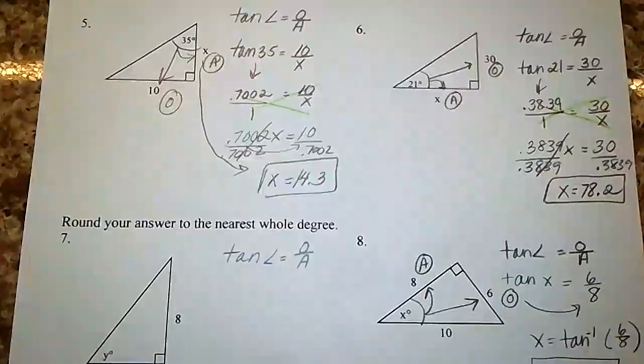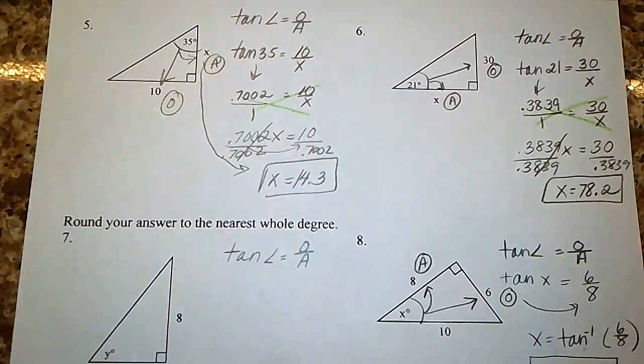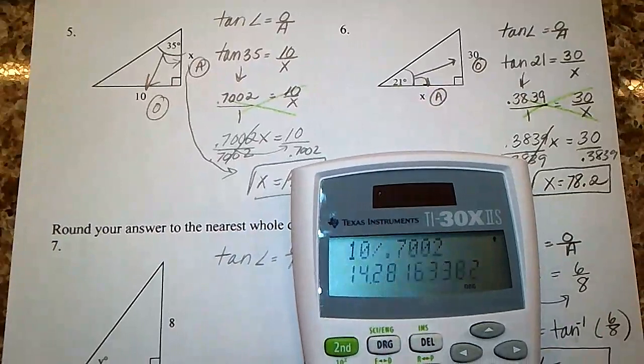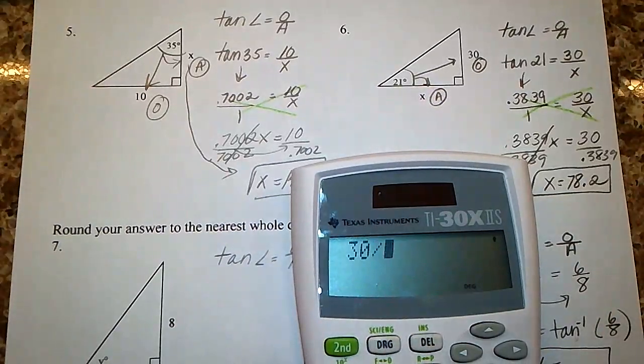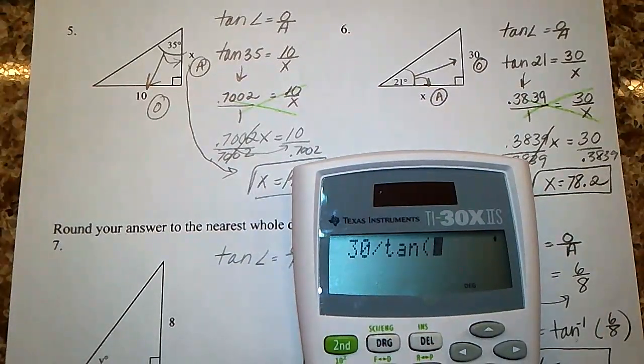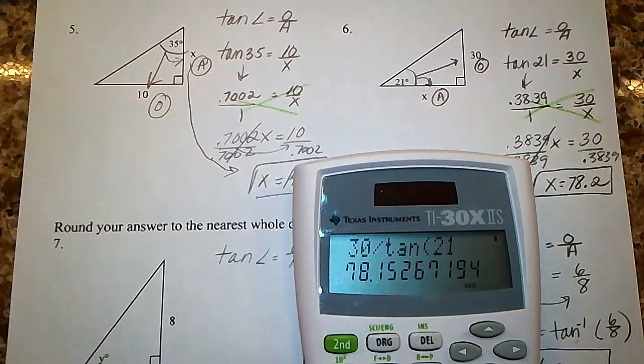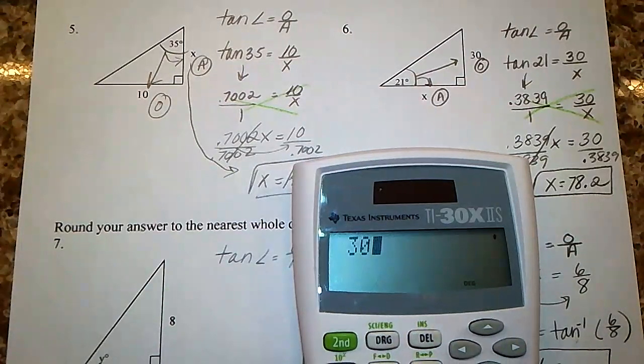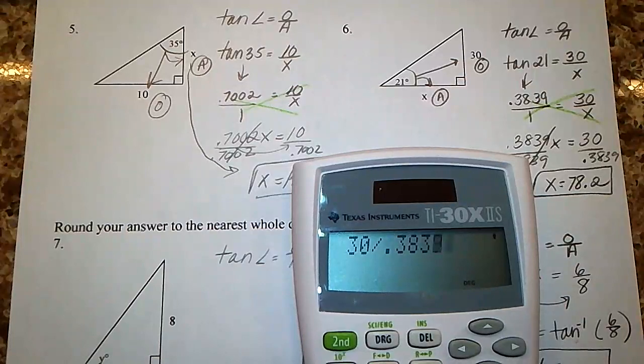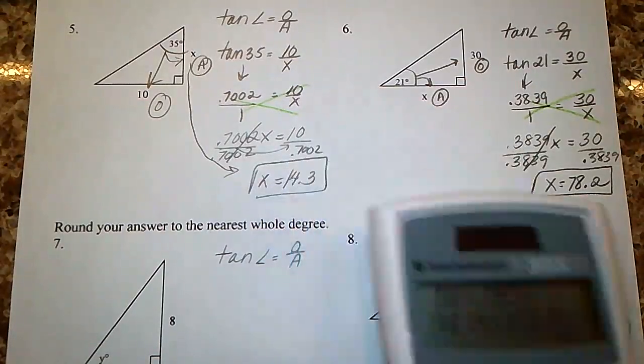Okay. If you use your calculator, if you end up taking 30 divided by the tangent of 21, oops, wrong number, 30 divided by tangent 21, you'll see there that that will round to 78.2 there. So again, 78.2, if you simply take 30 divided by 0.3839, you'll see there that you get 78.1. Either answer would be acceptable there, okay?